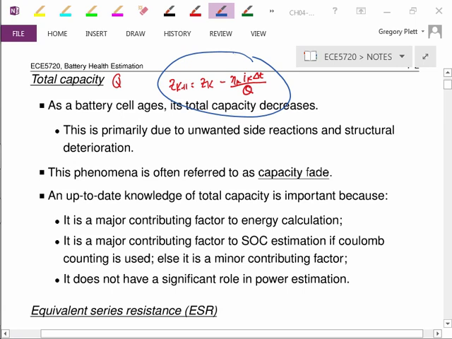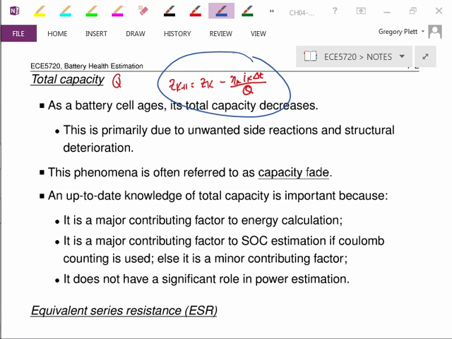So total capacity of a cell is not a function of temperature. It's not a function of the rate at which I'm using a cell. And we'll talk more about that when we define some other kinds of capacity measures that people use, which are functions of rate and temperature and so forth. But the total capacity is not. It's looking at the crystal structure of the electrode materials. It's how many places are available to hold lithium. And as a battery cell ages, the total capacity decreases.